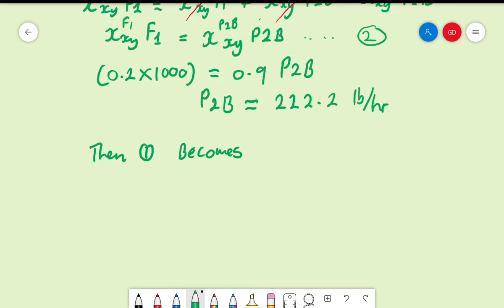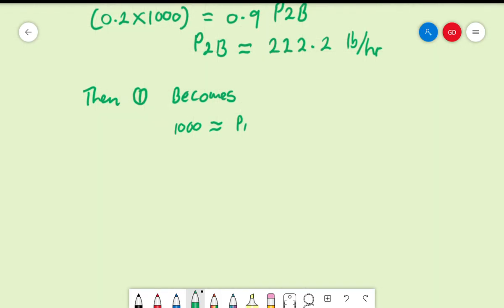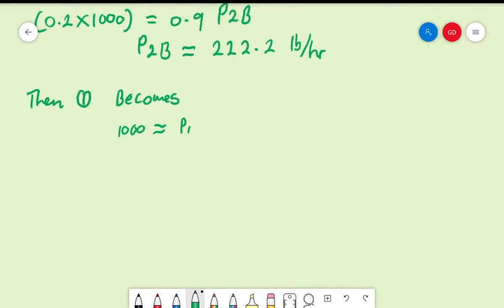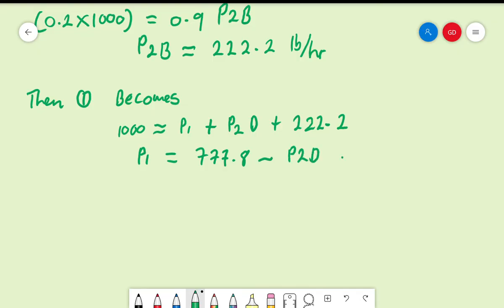Okay, simplified becomes 1000 is equivalent to P1 plus P2D plus 222.2. When we simplify that, it becomes P1 is equivalent to 777.8. Just choose the subject of the formula. Subtract P2D. Okay, and just say that is equation 3.